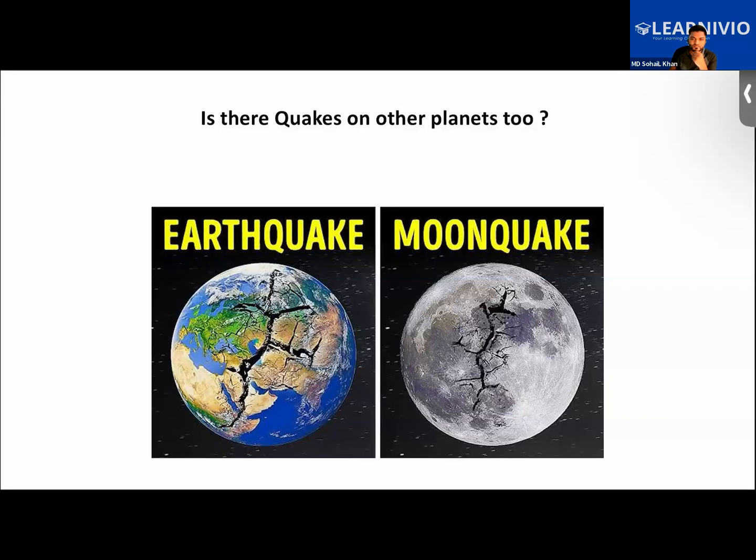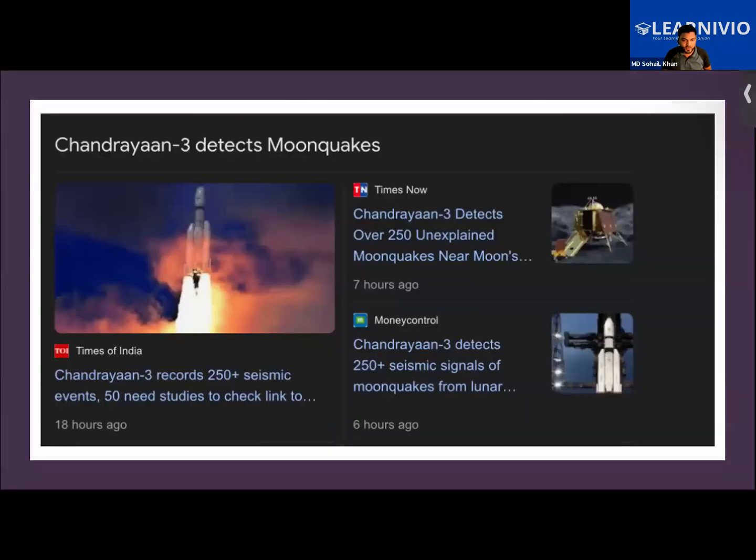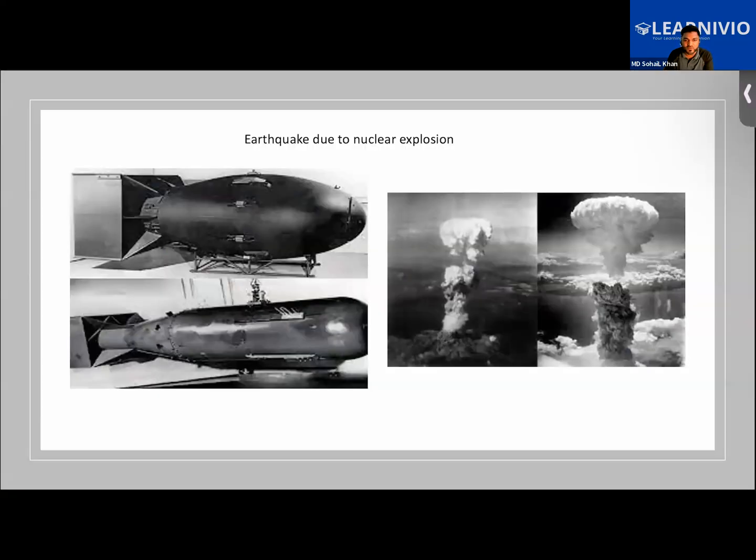It is true that there are quakes on other planets too. Just like here on Earth we have earthquakes, on the Moon they are called moonquakes. What is the evidence? A year or two ago, the Chandrayaan 3 mission was sent to the Moon and it detected moonquakes. In fact, it recorded more than 250 seismic events.